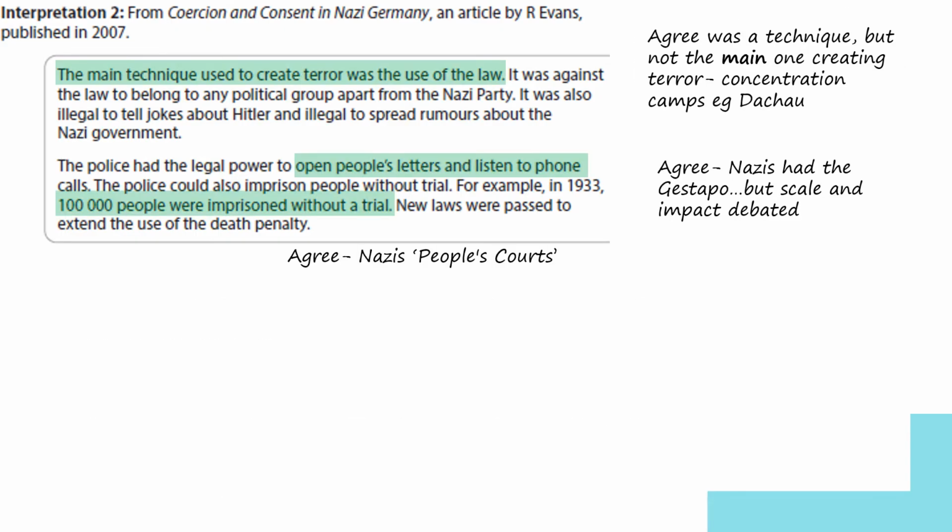It may be useful as part of the planning stage to annotate the interpretation, picking out any information you agree with or challenge, and remember you'll need to use your own contextual knowledge to do this. Here are a few examples. Here I've picked up on the author's use of the phrase, the main technique used to create terror was the use of the law. And while I agree that it was a technique, I don't necessarily agree with the author's claim that it was the main one. Actually, I would argue that the use of concentration camps such as Dachau, created in 1933, would have been the main technique used.